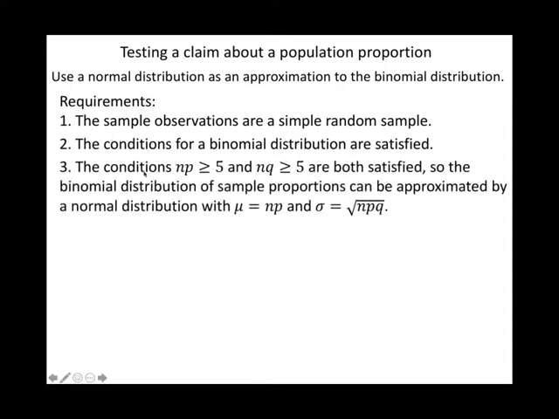We also have the condition n times p greater than or equal to 5. The n is the fixed number of trials, and the p here is the population proportion. When you multiply them, the result has to be greater than or equal to 5. This is just to make sure you have a larger sample size. And n times q must also be greater than or equal to 5. The q here is the population proportion of failure, so p and q are complements. So this is going to be the requirements.